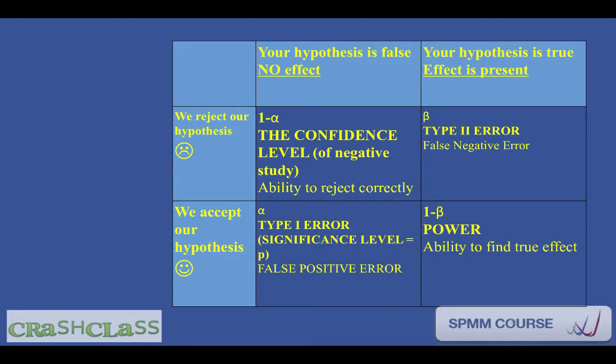Okay, in this slide, I'm going to show you some interesting concepts. So let's say this green circle represents the truth, the actual truth. You are trying to find the difference between treatment A and treatment B, and the actual truth is that there is a difference between A and B. Let's say A is greater than B. That's the actual truth, and that's represented by this big green circle.